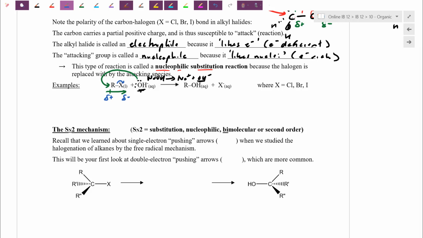So let's just do an example of this one here. We'll take CH3CH2Br in the presence of OH minus. Okay. First thing you need to recognize is this one here is an alkyl halide.